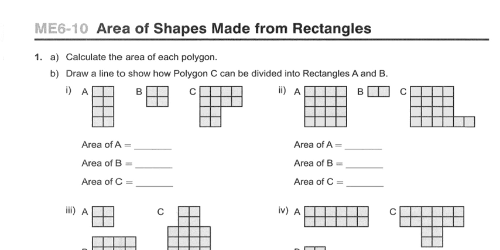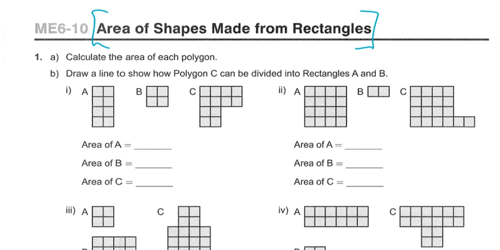Okay, welcome to Jump Math. This is grade 6, book 2. We're on page 102. In this one, we're looking at area of shapes made from rectangles. So what does it look like when we have all these shapes that we can cut up into different rectangles?